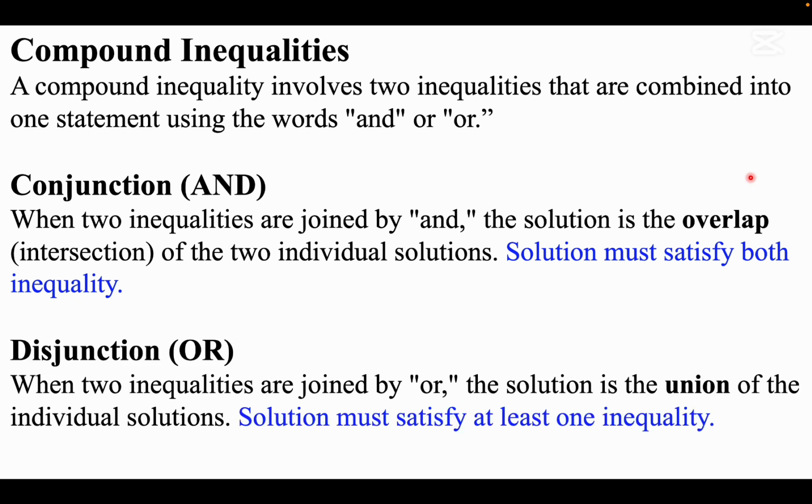Whereas with or, the solution is the union of the individual solutions. That is, the solution must satisfy at least one of the inequalities. It does not need to satisfy both in this case. So as long as it satisfies one of the inequalities, that will be accepted.